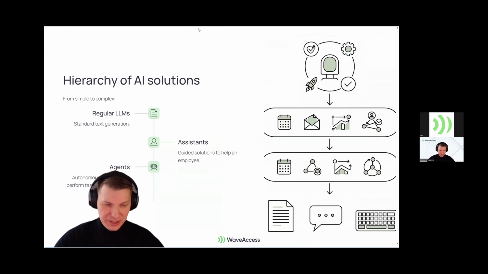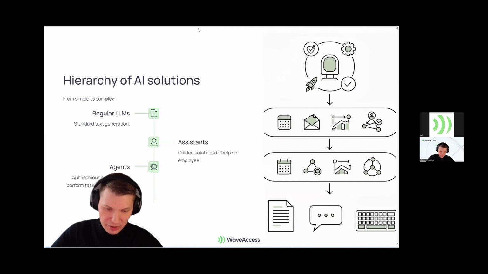By knowing that, the next thing you need to think about while implementing artificial intelligence in your company or process is that there are different types of LLMs. Regular LLMs is ChatGPT, which answers questions in a text interface. The next step is an assistant, a solution which helps an employee, and the employee is the main person responsible for taking action. Then there is the agent and autonomous agent, where the system can perform tasks without an employee.